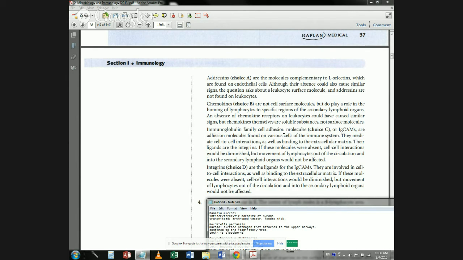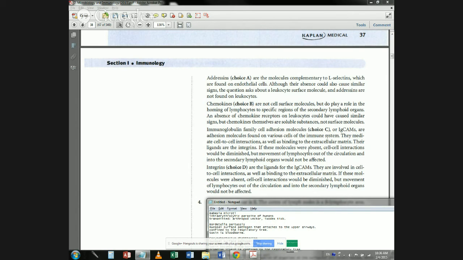Immunoglobulin family cell adhesion molecules, or IgCAMs, are adhesion molecules found on various cells of the immune system. So all those cells of the immune system have these IgCAMs. They mediate cell-to-cell interactions as well as binding to the extracellular matrix. Their ligands are integrins.